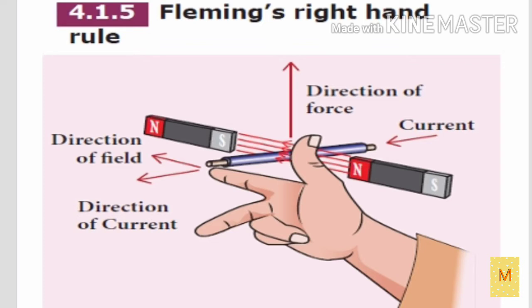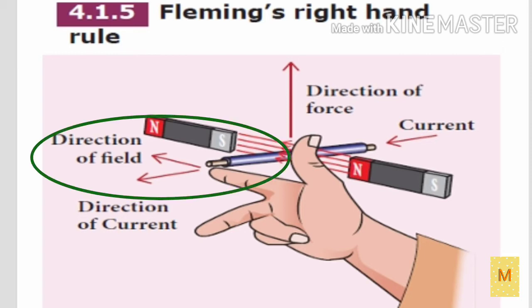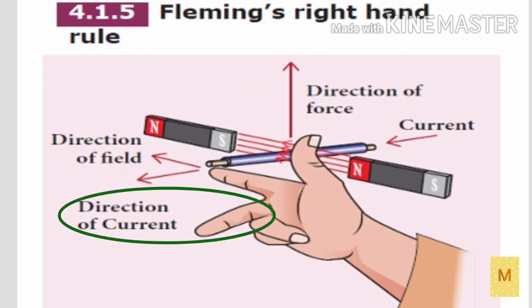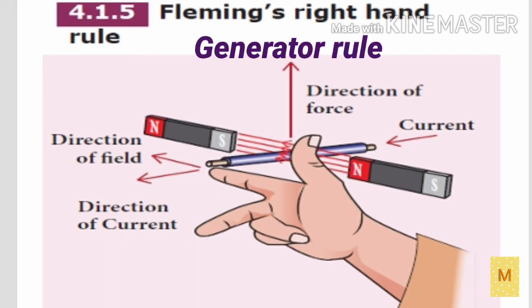Next one is about Fleming's right hand rule. According to this rule, the thumb, index finger and the middle finger of the right hand are stretched out in mutually perpendicular directions as shown in the figure. If the index finger points in the direction of the magnetic field and the thumb indicates the direction of the motion of the conductor, then the middle finger will indicate the direction of the induced current. This Fleming's right hand rule is also known as the generator rule.